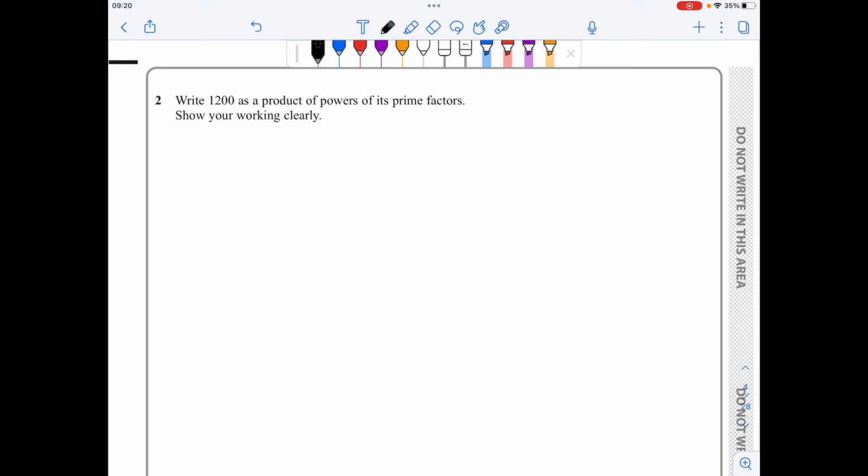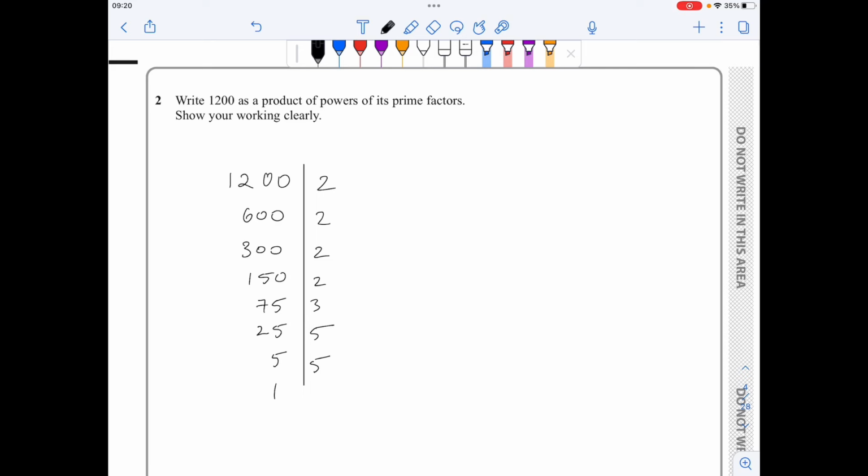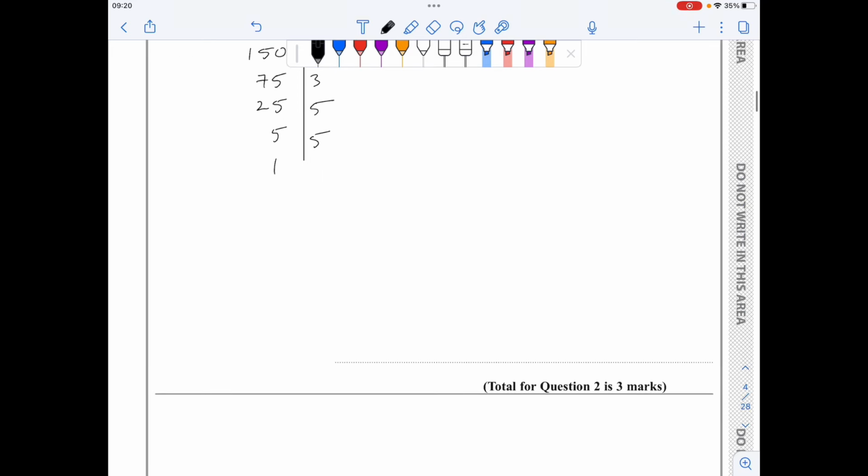For question 2, I'll start with 1200 and divide it by prime numbers. So let's start with 2, that will give me 600, divide by 2, it's 300, again by 2, 150, again by 2, 75, divide by 3, it's 25, by 5, you get 5, and then finally by 5 you get 1. So the answer is 2^4 × 3^1 × 5^2.